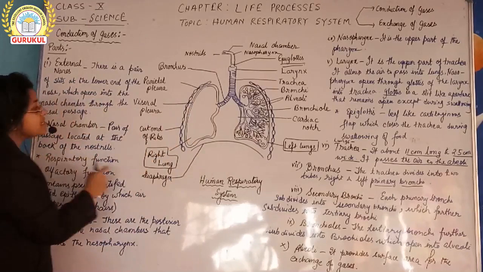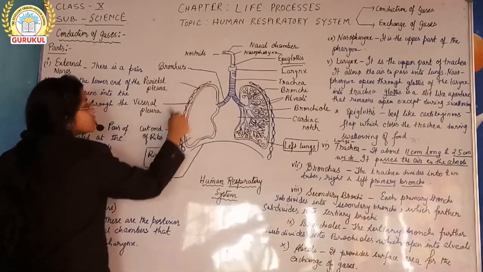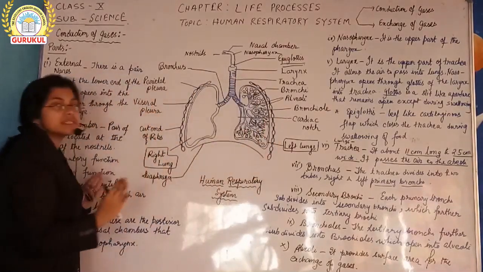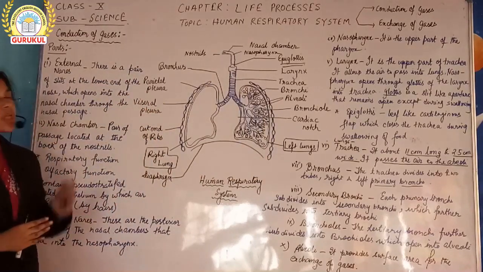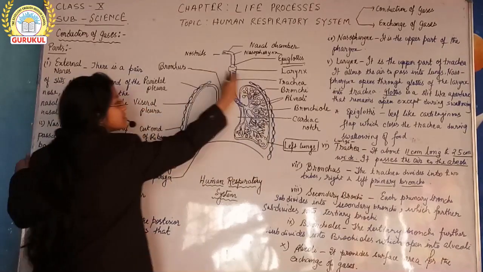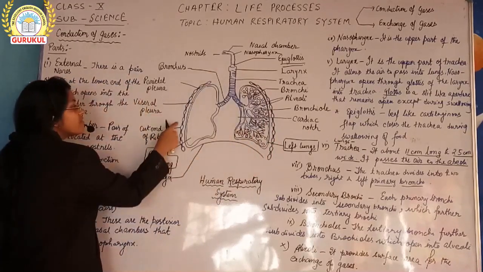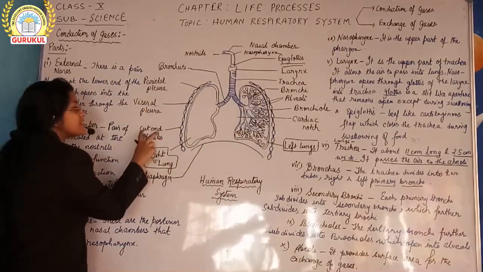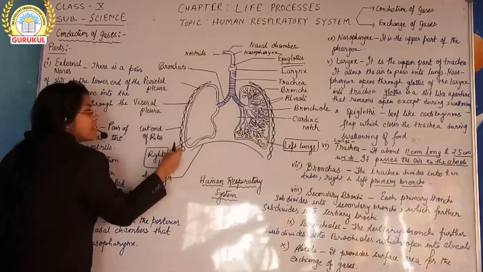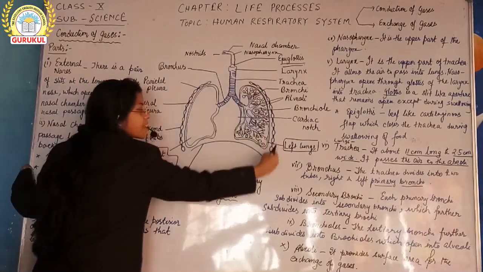Now this right lung, this is the rib cage. The entire lungs are present in a cavity known as the thoracic cavity. Now inside this thoracic cavity, what do we have? We have these ribs. Since I have drawn a section, this is the cut end of the ribs. This is the rib cage.